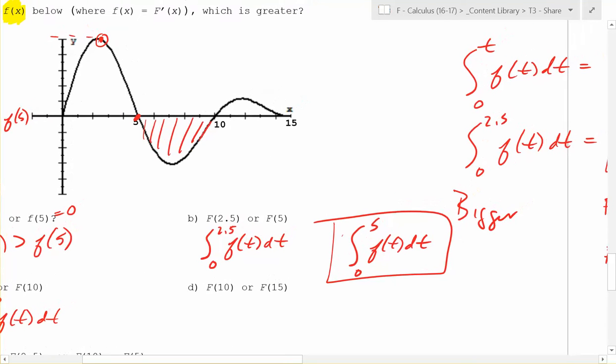What about this one? 10 or 15? Which one's bigger? 15, because 15 is the same as 10 adding some positive in. They're equal up until this point. F of 10 stops and F of 15 keeps going. Does that make sense?